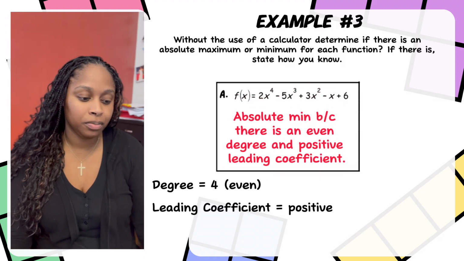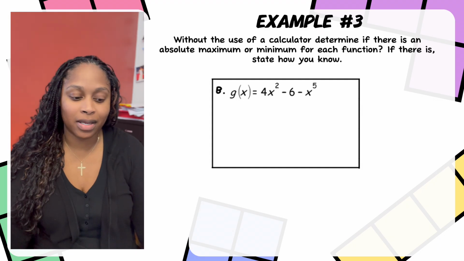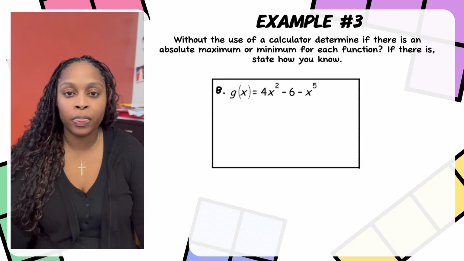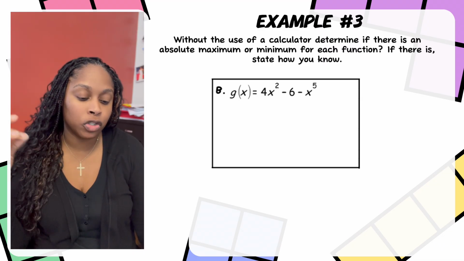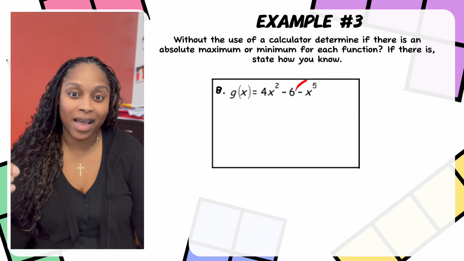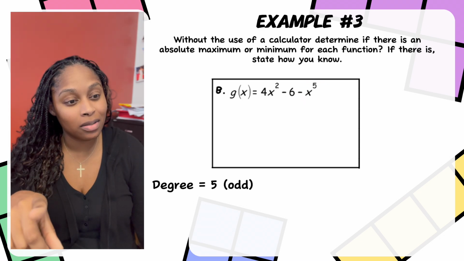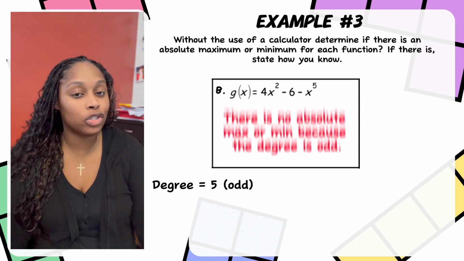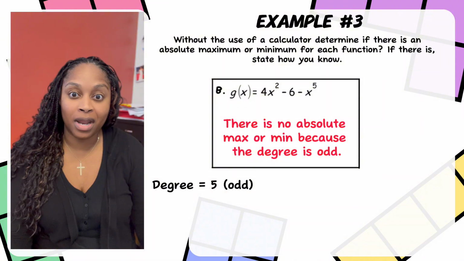So since my leading coefficient is positive and I have an even degree, that means I must have an absolute min. Question B. So we have g of x equals 4x squared minus 6 minus x to the 5th power. This is not in standard form, so make sure you're paying attention to that. The term that has the highest or greatest degree or exponent is negative x to the 5th power. So my degree is 5, which makes it an odd polynomial, which means there is no absolute max or min for this function, because I have an odd degree.